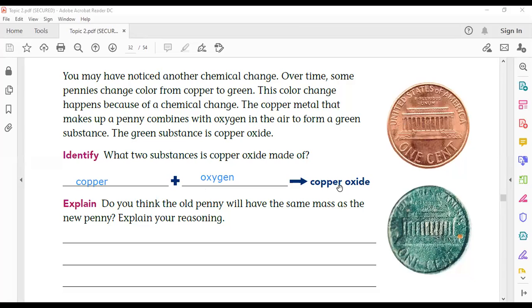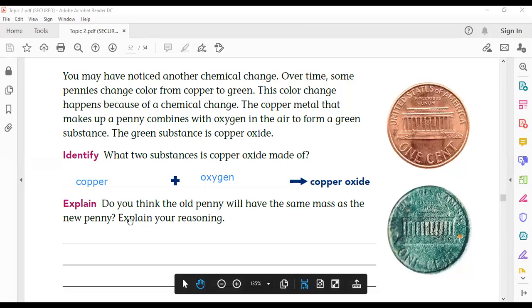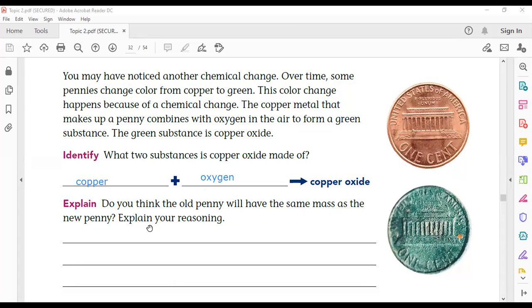Right. Let's do the second exercise. Do you think the old penny will have the same mass as the new penny? Explain your reasoning. What do you think? Do you think the old penny will have the same mass as the new penny? Explain your reasoning.